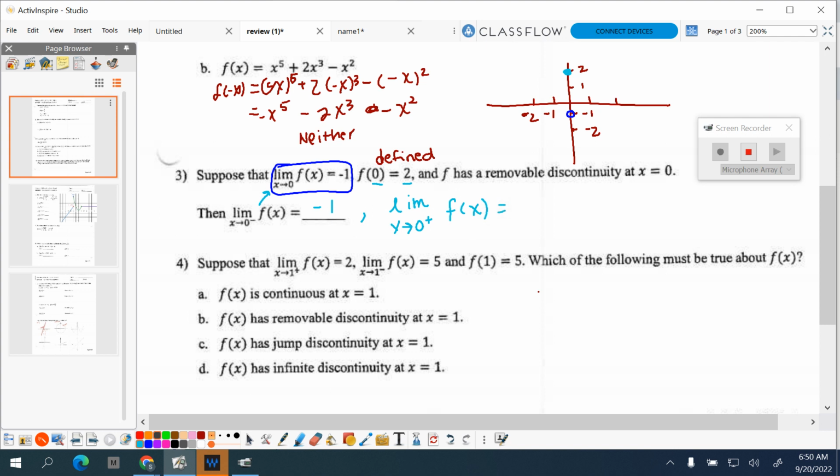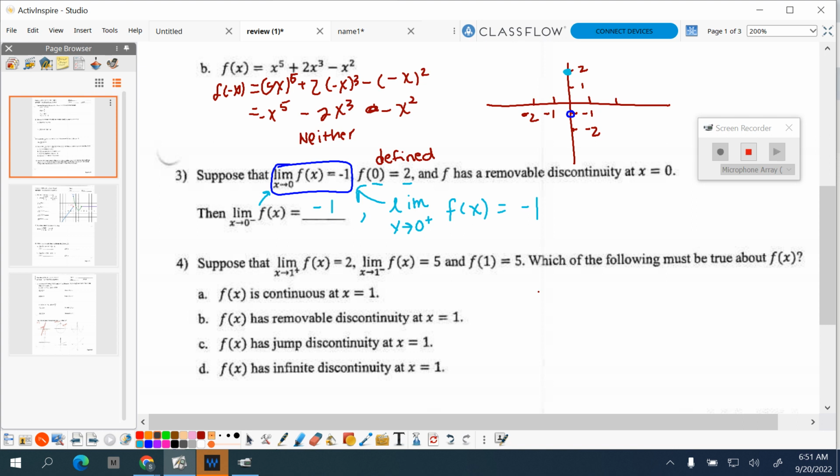It's going to equal what the whole two-sided limit equals. Otherwise, it's wrong. All right? So make sure that you get that. Suppose that the limit as x approaches 1 from the right of f of x equals 2, and the limit as x approaches 1 from the left is 5, and f of 1 equals 5. Which of the following must be true about f of x?